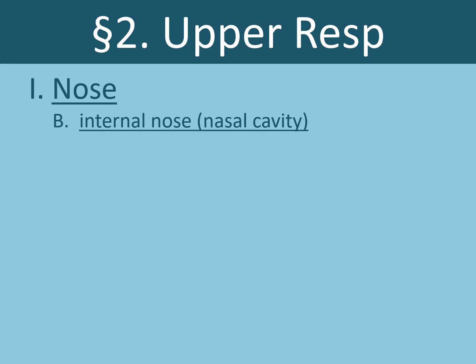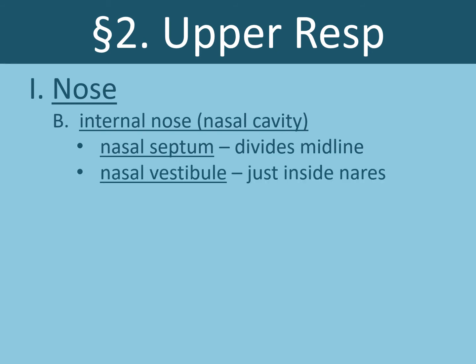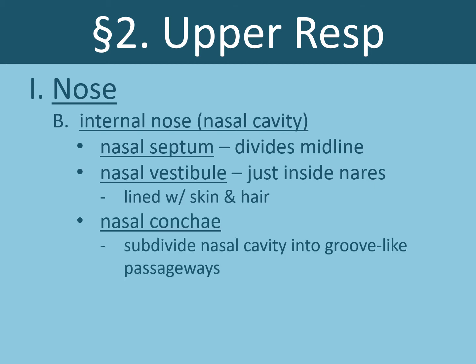Moving on to our internal nose or nasal cavity. Within the nasal cavity is the nasal septum, which divides the internal nose into left and right halves along the midline. Just within the nostrils or nares is the nasal vestibule, which is lined with skin and hair. Deeper in the nasal cavity are the nasal conchae. These help subdivide the nasal cavity into groove-like passageways.